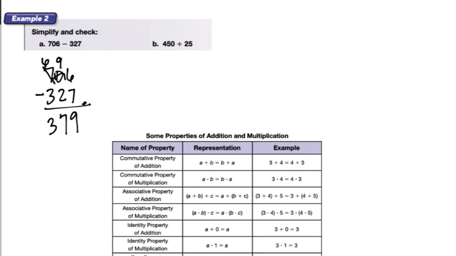So 379, not that big a deal. However, the check part is when we take the 379, which is our answer, and we take the number that we subtracted and we add it together to check. I know it's boring, but let's do it anyway.